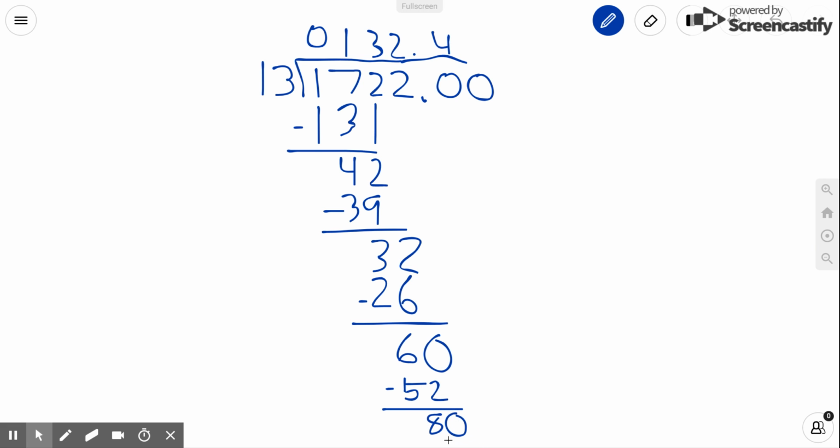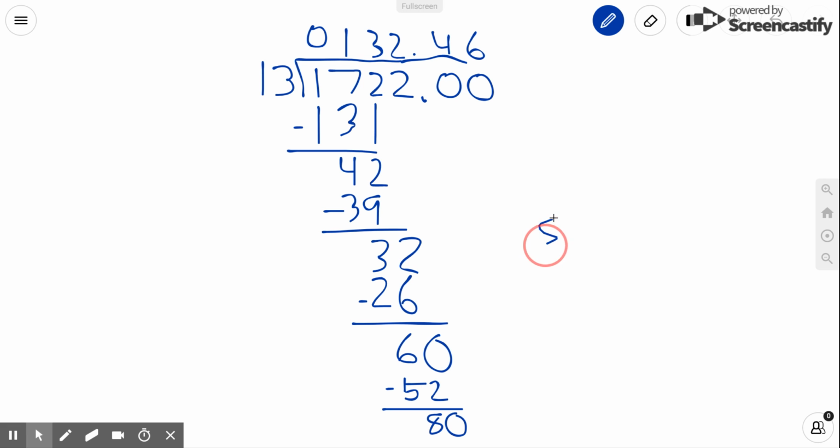So now I have a bigger number to work with, so I'm going to have to use my estimating skills again. I know that when I got 4, I got to 52. So if I use 5, it's going to take me to 65. If I use 6, it's going to take me to 78. And that gets me really, really close. So I'm going to use the number 6. Because if I break apart 6 times 13, 6 times 10 is 60, and 6 times 3 is 18. So that's going to give me my 78.